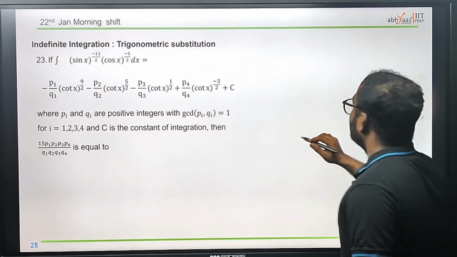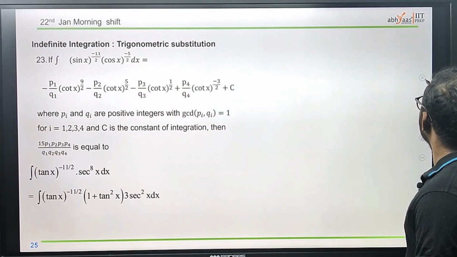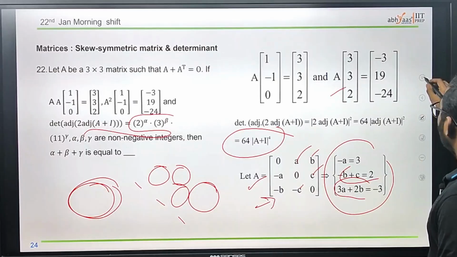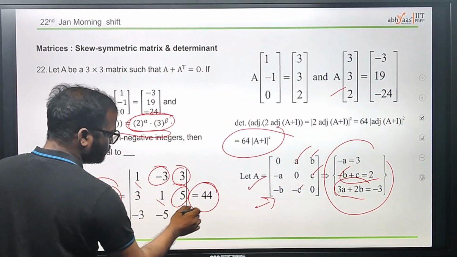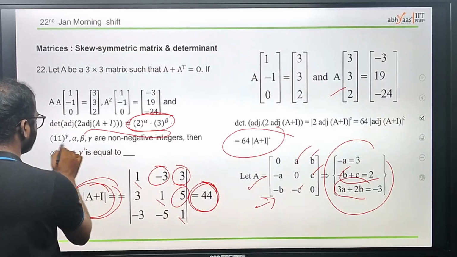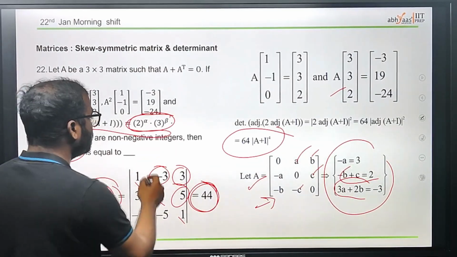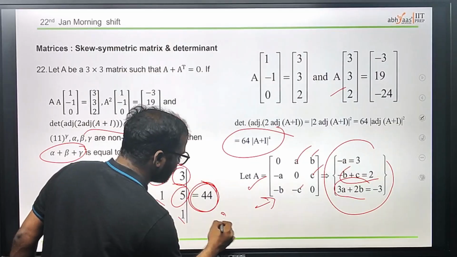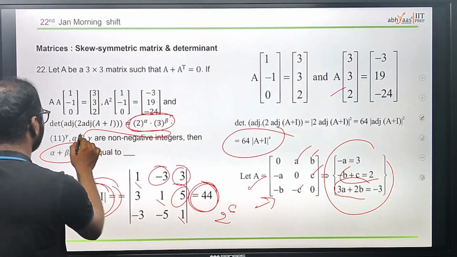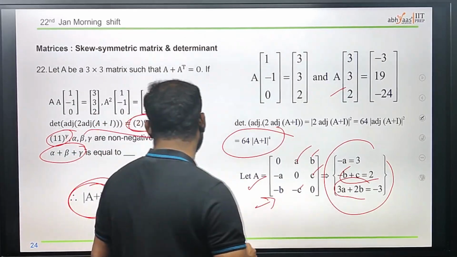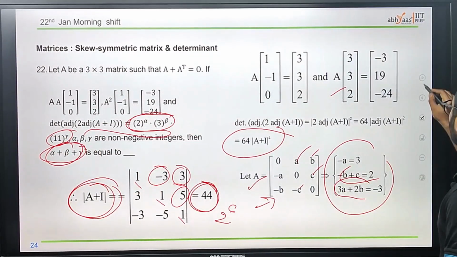And the next thing, for this, if we just do the simplifications, since we have 44, we have to add those things. See here, we have 2 power alpha and 3 power beta. Since we have 64, we have 2 power 6, and something we will get here. We need to check the pattern in order to find it, and just substitute those values in alpha plus beta plus gamma. I hope you understood.